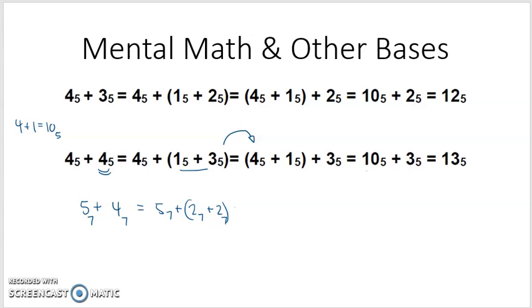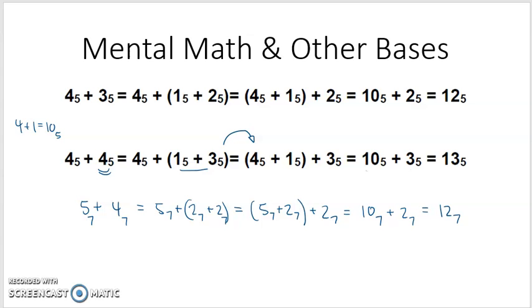Well, now I'm going to regroup using the associative law. That's going to be 5 base 7 plus 2 base 7, plus 2 base 7. So I regroup so that 2 and 5 are together. But 2 and 5 is 7, and 7 is 1 seven and 0 ones. So that would be equal to 10 base 7 plus 2 base 7, which is equal to 12 base 7. So 4 base 7 plus 5 base 7 equals 12 base 7.